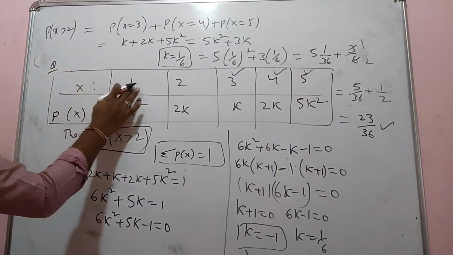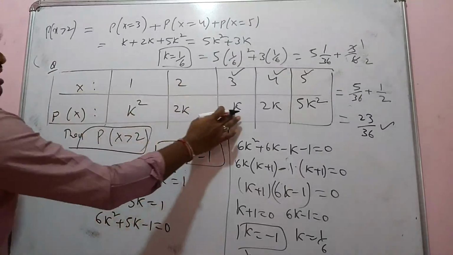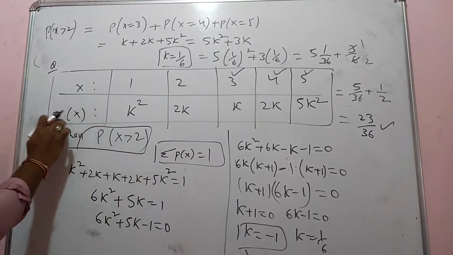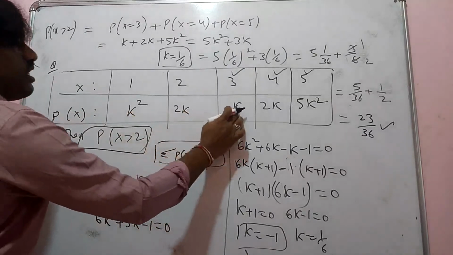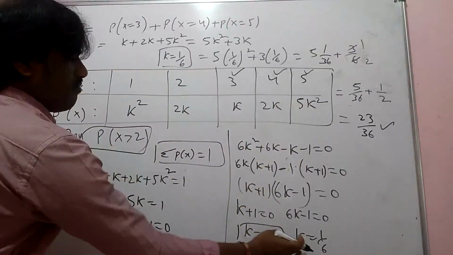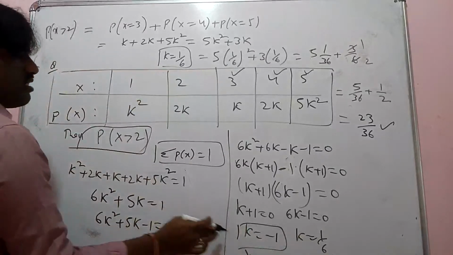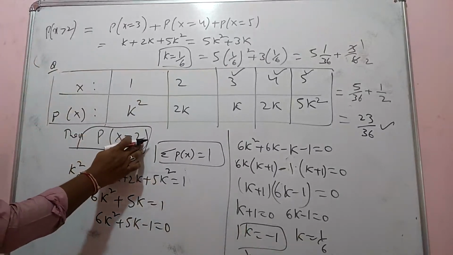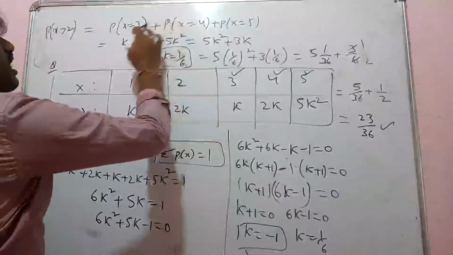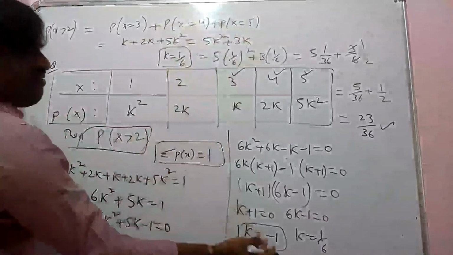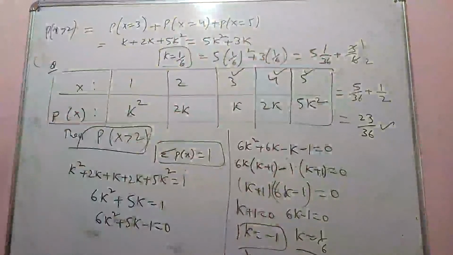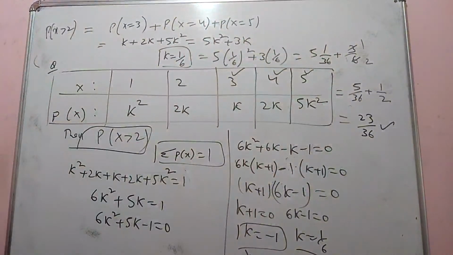What is the question given here? X is given, P of x is given. Then P of x greater than 2 is asked. So sigma P of x is 1, so k square plus 2k, this total sum is 1. So we have simplified and I got the k value as minus 1 or 1 by 6. K value cannot be minus 1. And it is asking probability x greater than 2, which means 3, 4, 5. I have to take these and substitute, and the k value 1 by 6 I have to substitute in this. So simplify that, and I am going to get 23 by 36. This is the answer.